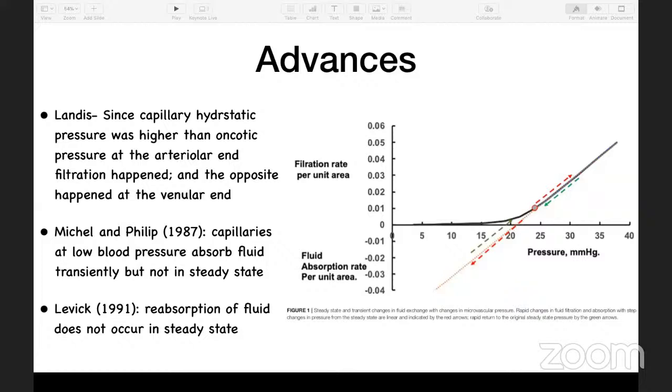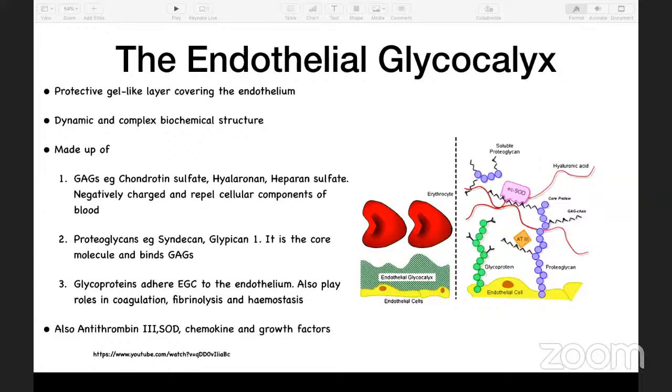capillary level. So when capillary pressures are dropped suddenly or acutely below 20, the norm is between 15 to 20, but let's take 20 as our normal now. If they drop below, then acutely, there will be a transient period of reabsorption. That's what Michel and Philip were able to find out. And then after steady state has been achieved again, the reabsorption stops and filtration occurs again. So reabsorption occurs transiently. Levick in 1991 also agreed with what Michel and Philip had found.